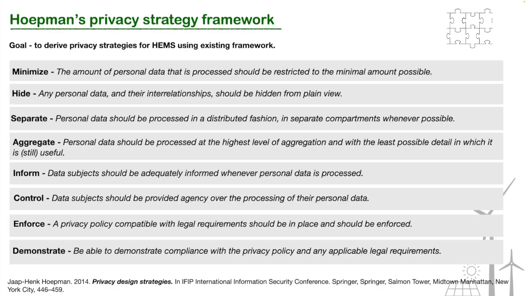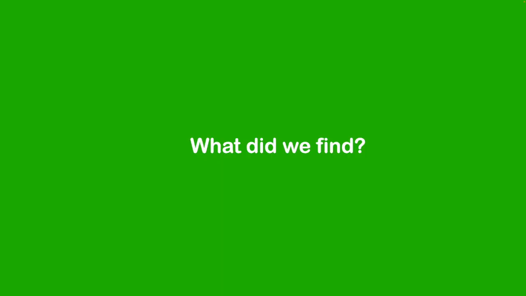The second part of our method involved deriving privacy strategies for home energy management systems. We used this privacy design framework because it builds on the notion of privacy by design, that is, incorporating privacy right at the development stage of the project rather than later. This framework forms the first part of the development phase. It aims to model a way in which designers can formulate system requirements that address privacy issues outlined in laws or policies. What did we find?